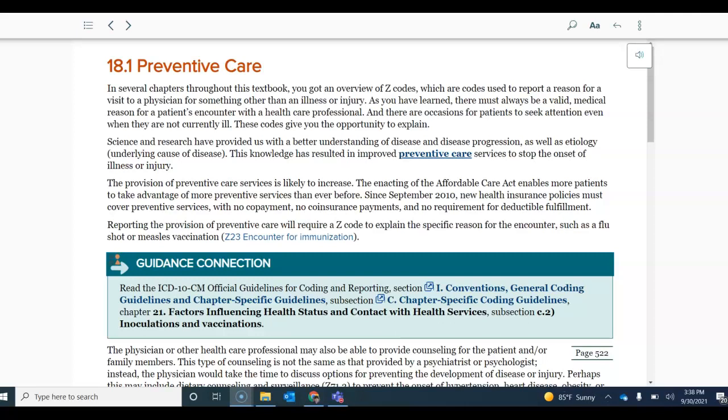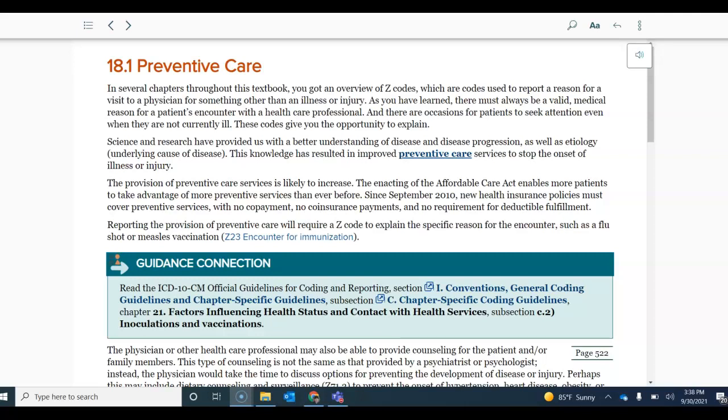Okay, so we have made it to our last chapter about diagnoses. Now, we're still going to use them because when we get to our procedure codes, we still have to have a reason that we do a procedure. But this is our last chapter as far as diagnoses go. So these are Z codes.